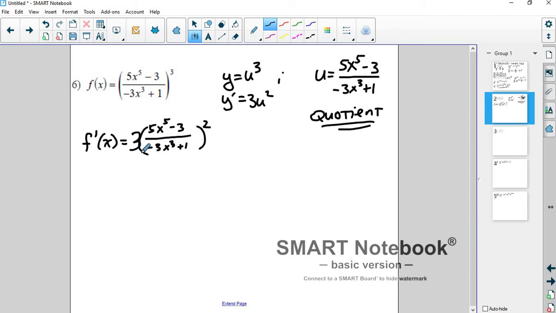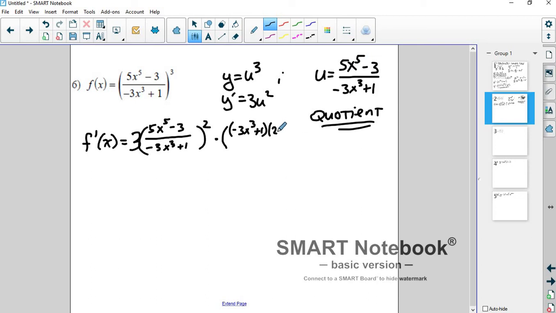Remember, one step at a time, one rule at a time. So I just did the power rule, bring down the 3. So I can't do a quotient rule yet. I have to do the quotient rule way on the outside. So how do I do the quotient rule? The quotient rule is the bottom times the derivative of the top.